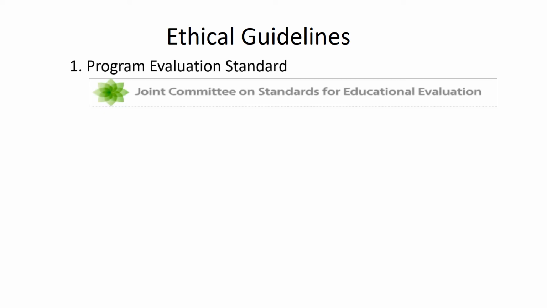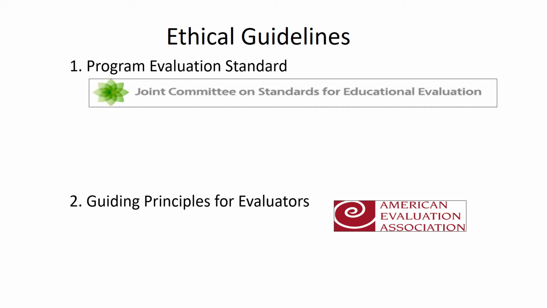However, two leading codes of evaluation exist that serve as guidelines to inform evaluators of ethical and appropriate ways for evaluations to be conducted, thereby enhancing its quality and fairness. The first is Program Evaluation Standards, developed by the Joint Committee on Standards for Educational Evaluation. The second is the Guiding Principles for Evaluators, developed by the American Evaluation Association.